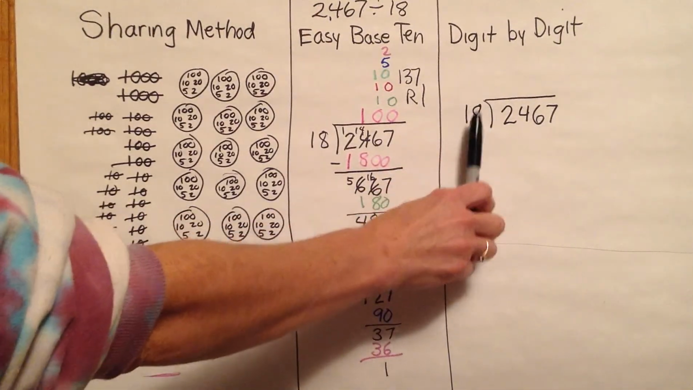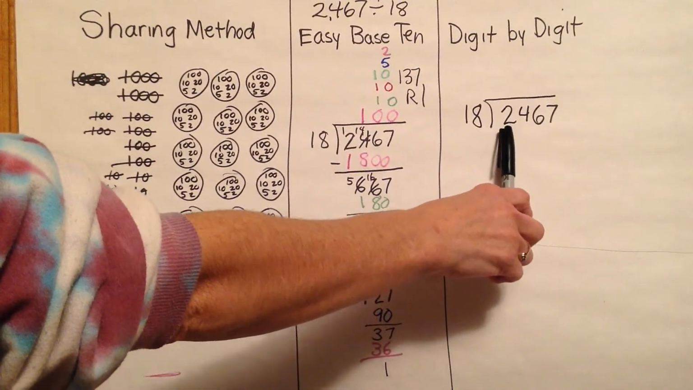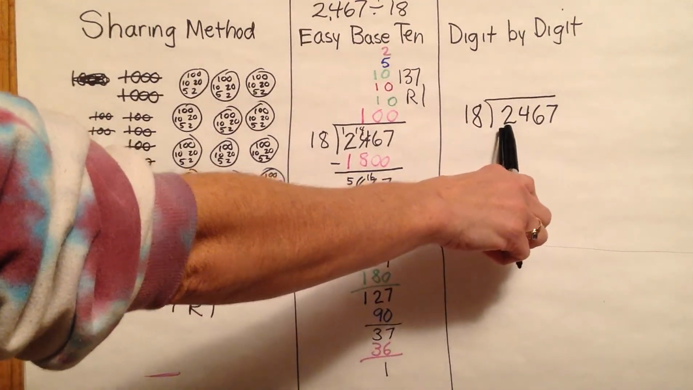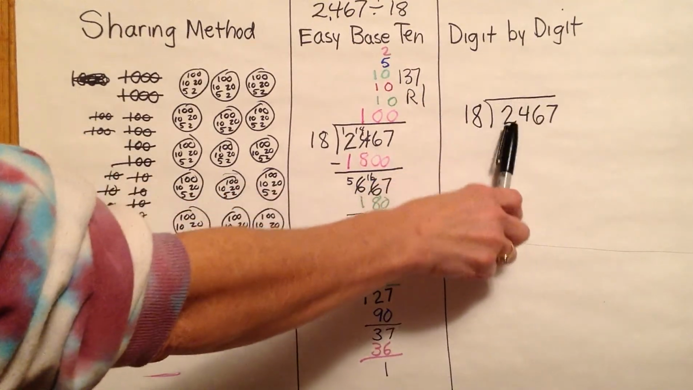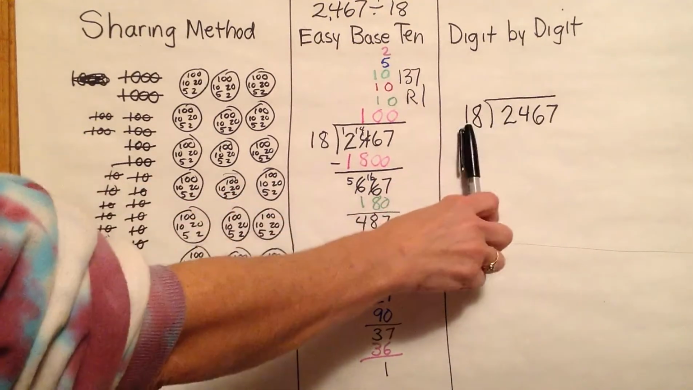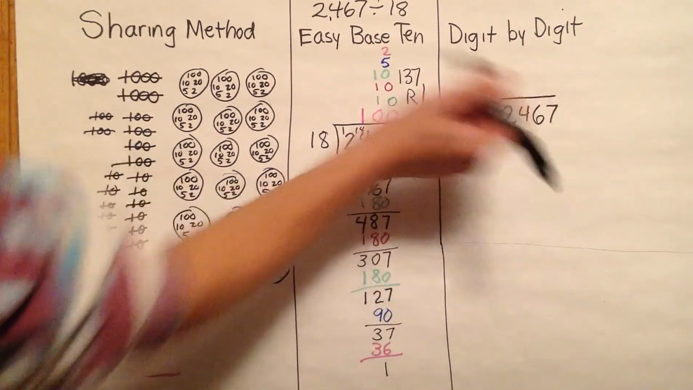If I can put 18 in a group or make 18 groups, can I do it with just 2? And remember, this is really 2,000, but I'm just thinking 2. And I can't put 2 into 18 groups. Can I put 24? Go to the next digit. 24 into 18 groups. I can do that. It's a little more than 18, so I know I can do that one time.